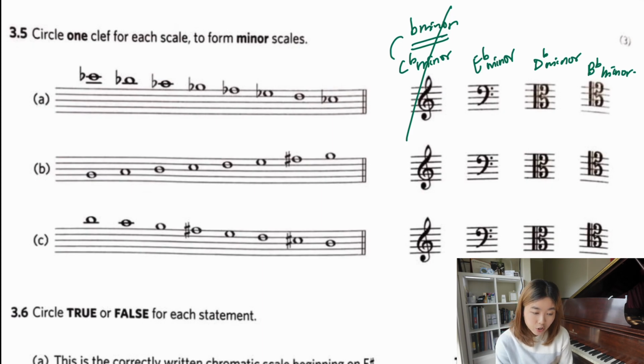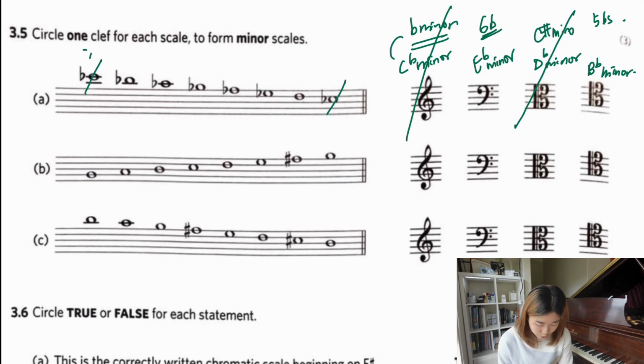E flat minor, we will have 6 flats. Okay, optional might be one of the options. D flat minor, which is also C sharp minor. Okay, so 4 sharps, not on the sharp side. B flat minor, we have 5 flats. So let's see how many flats we get.